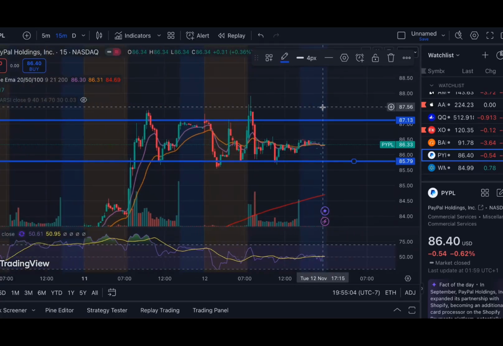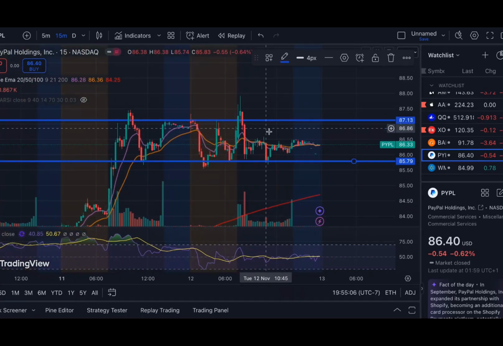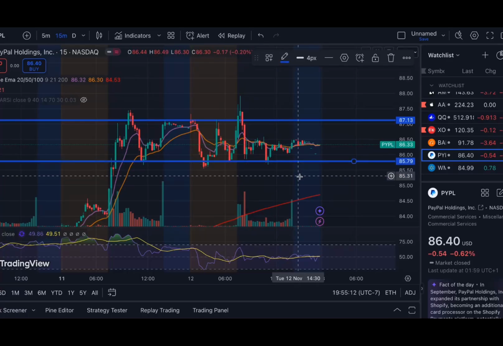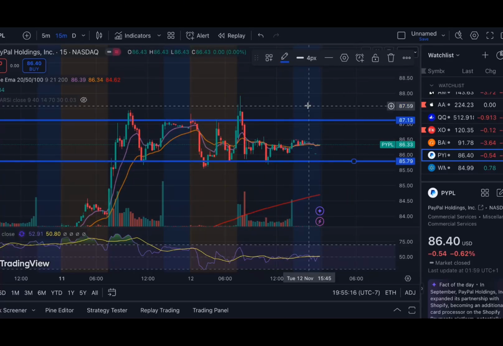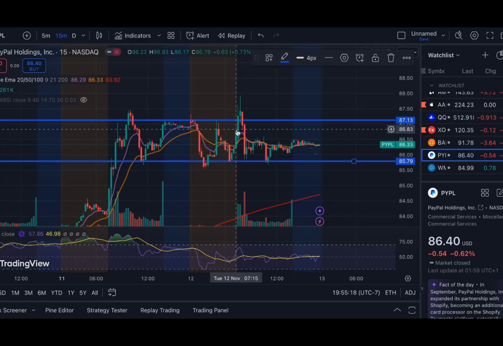But when people ask me, what is the PT? They're talking about the price target. What do I mean by the price target? A price that I'm looking to target when it comes to the stock moving upwards in my favor. So a price target to the upside would be above the current price. $87 is higher than 86. A price target to the downside, or a stop loss, would be 85.79. 85.79 is less than 86.40.